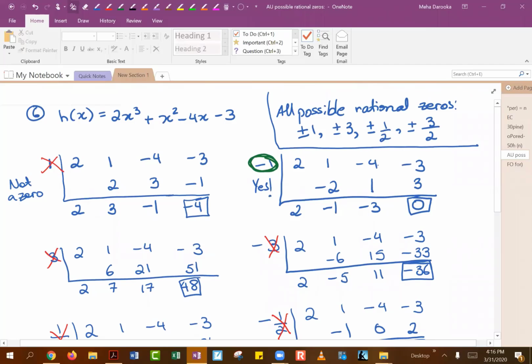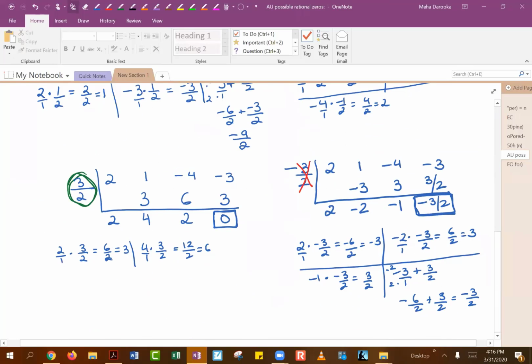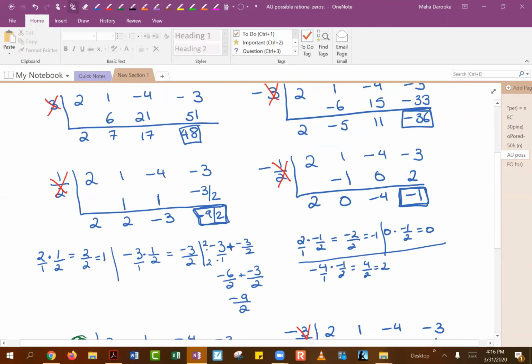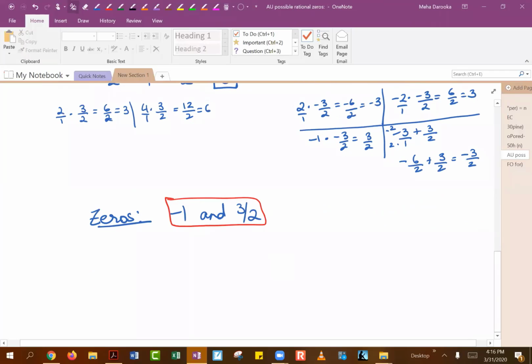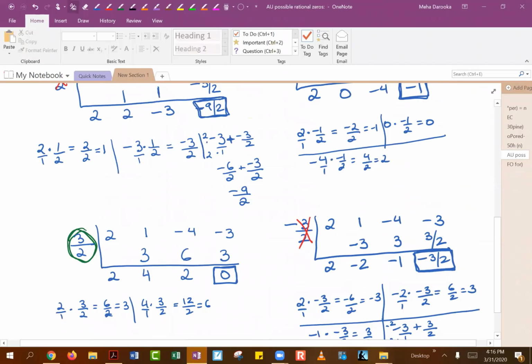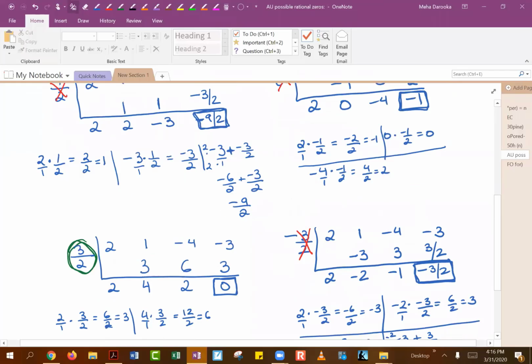So in this case, the possible zeros that will work for this polynomial here are -1 and +3/2. So the zeros for this polynomial are -1 and +3/2. So this will be our answer here for number, what was it, 6? Yeah, number 6. Okay, so there you go. And I hope you guys at least tried some of these examples so you were at least able to get some practice in.